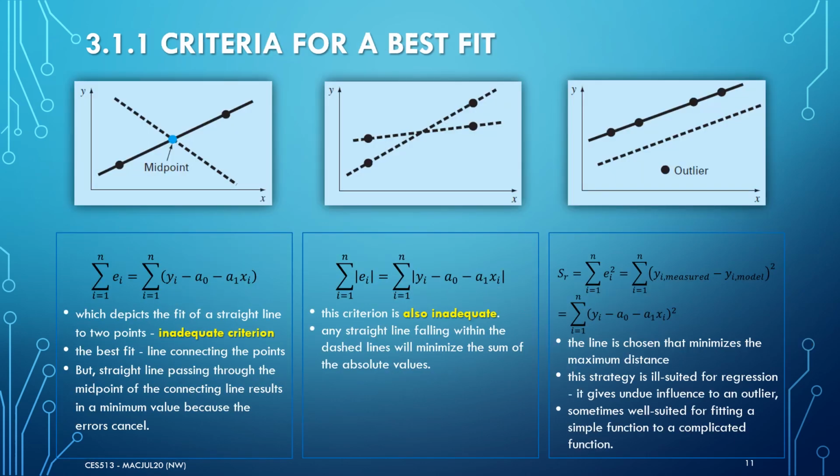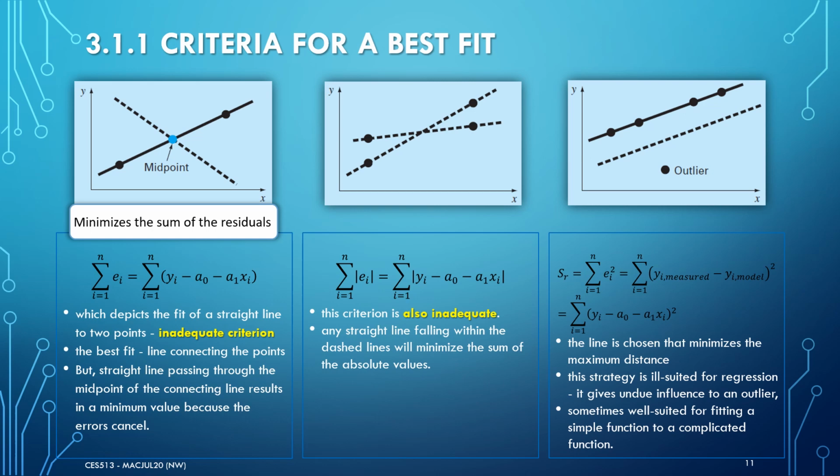Criteria for a best fit line. One strategy for fitting a best line through the data would be to minimize the sum of the residual errors for all the available data, as shown in the first equation. However, this is an inadequate criterion, which depicts the fit of a straight line to 2 points. Obviously, the best fit is the line connecting the points. However, any straight line passing through the midpoint of the connecting line results in a minimum value equal to 0 because the errors will cancel.